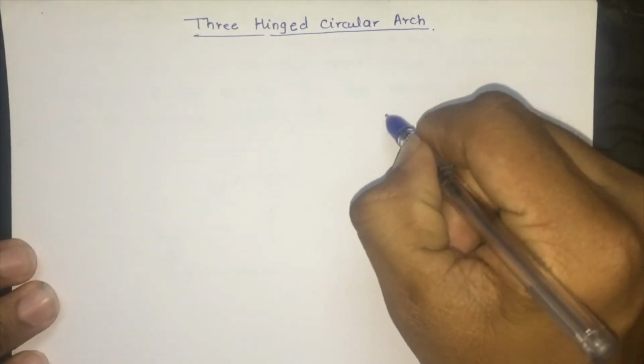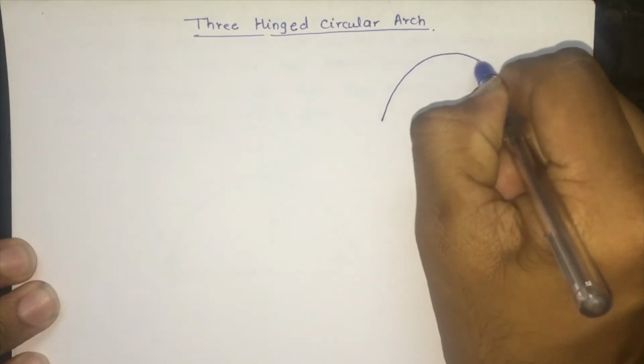Hello friends, today we will see three hinged circular arch. We already completed a parabolic arch. Now we learn the circular arch. Okay. Let's see first a circle.